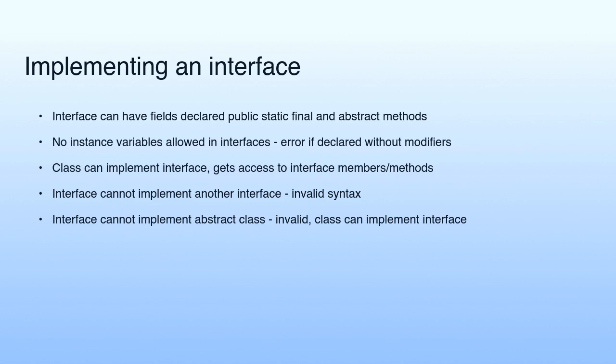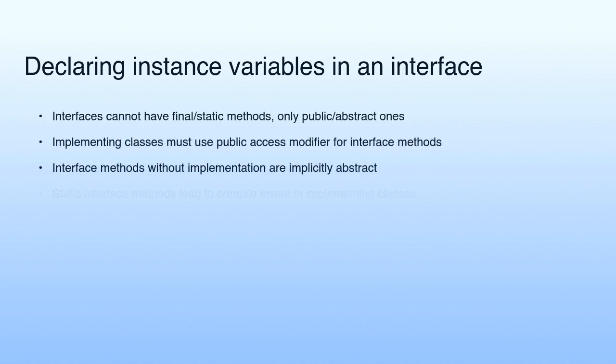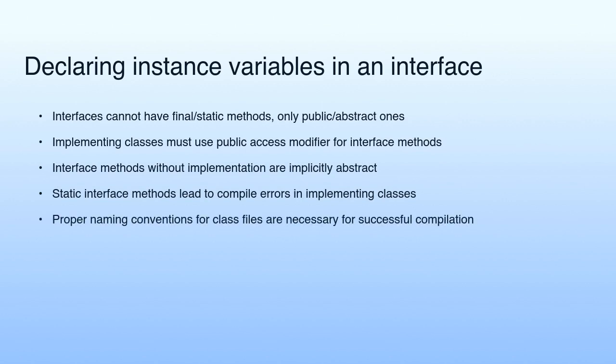A class can implement an interface, gaining access to its members and methods. Importantly, an interface cannot implement another interface or an abstract class, as this is invalid syntax. Interfaces cannot have final or static methods. They can only have public and abstract methods.